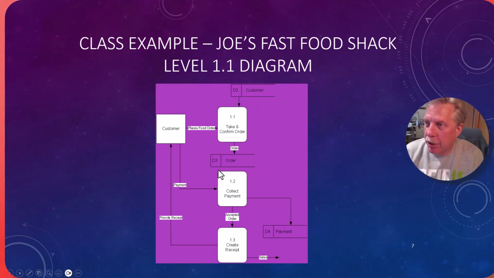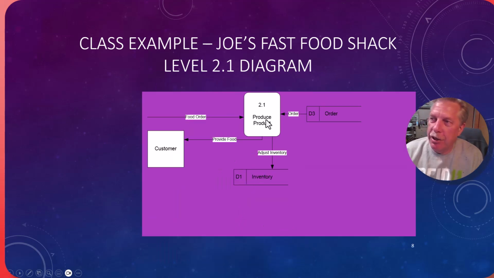So again, when we break down the level 1 diagram into its pieces, we then have another process: take and confirm the order. We have a couple additional data stores. We have a customer data store and an order data store. We collect the payment, and then we give the customer a receipt. And when we're collecting the payment, we're also recording that in our system. So this again is a breakdown of our level 1.0 diagram into its 3 pieces.